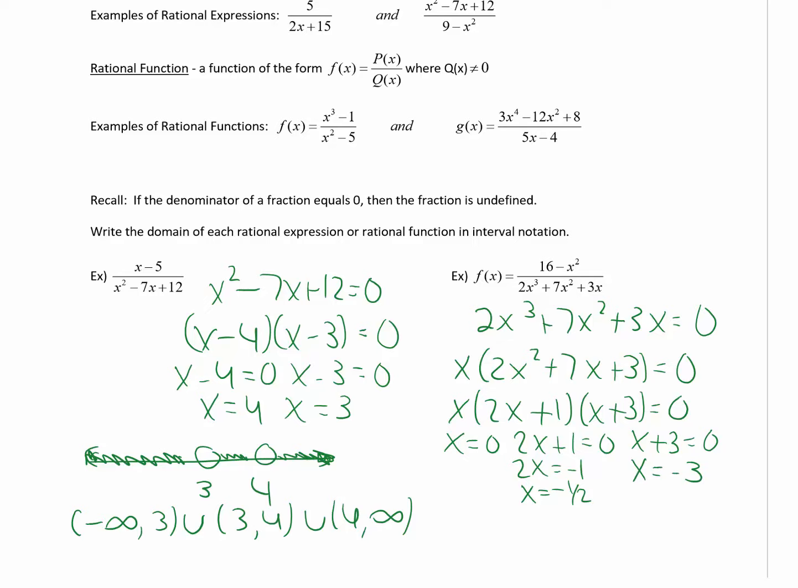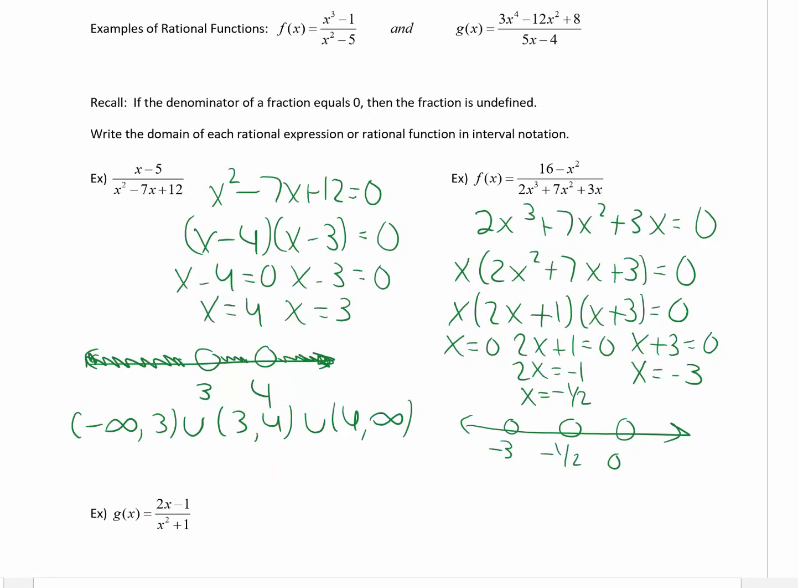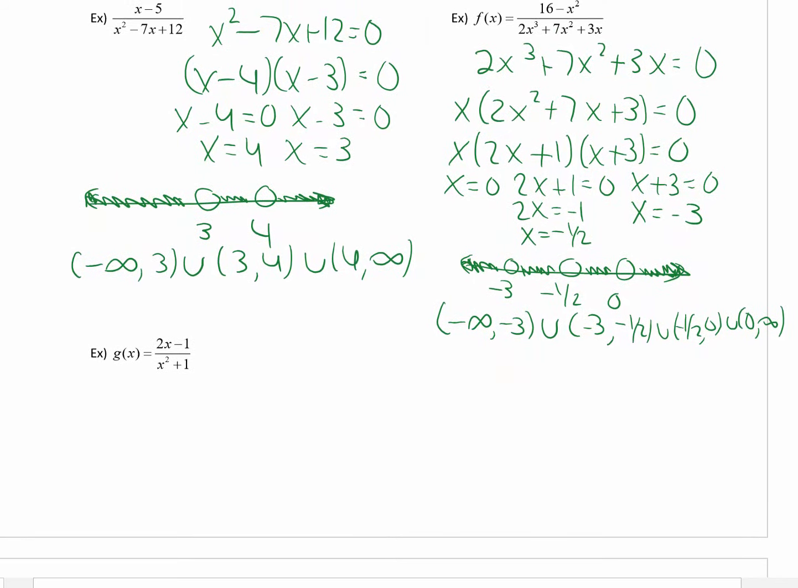So let's put these values on a number line. No other values make the denominator 0, so I'll shade the rest of the number line. So here I have 4 regions. Let's start from the left: negative infinity to negative 3, or negative 3 to negative 1/2, or negative 1/2 to 0, or 0 to infinity. Okay, one other example I want to take a look at.